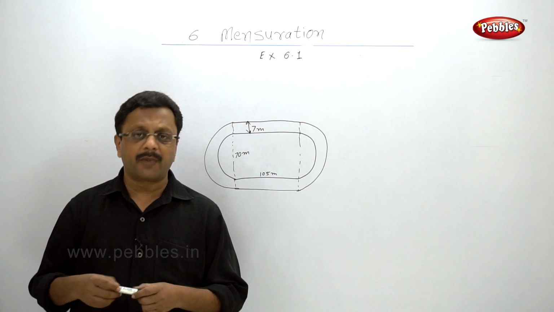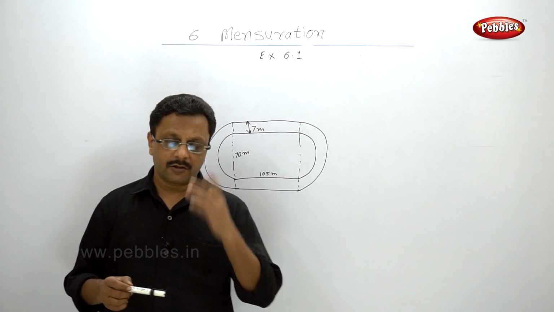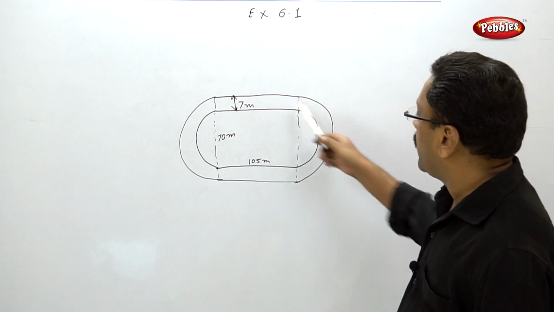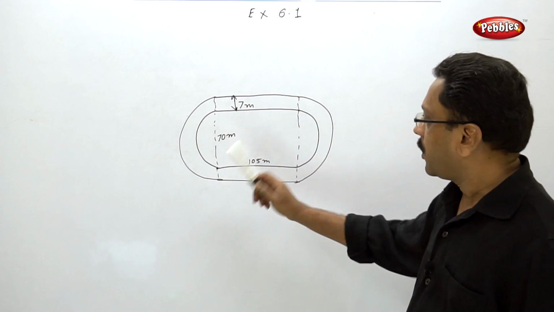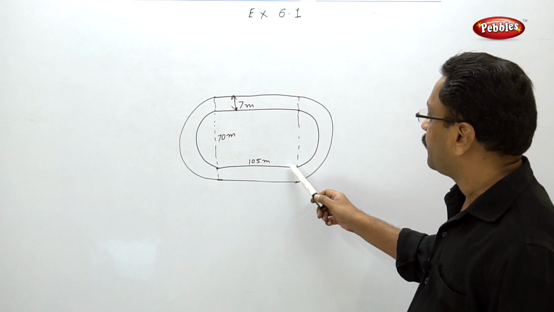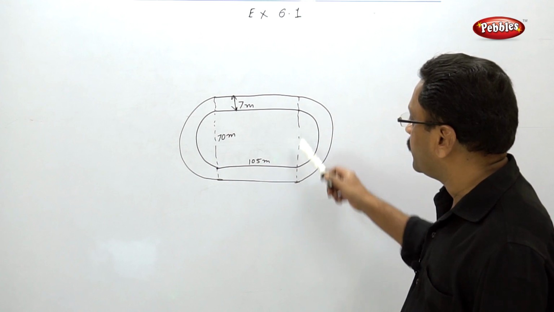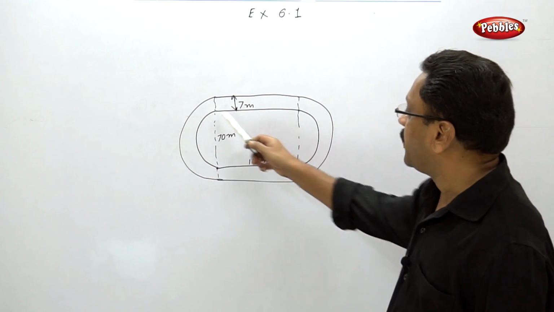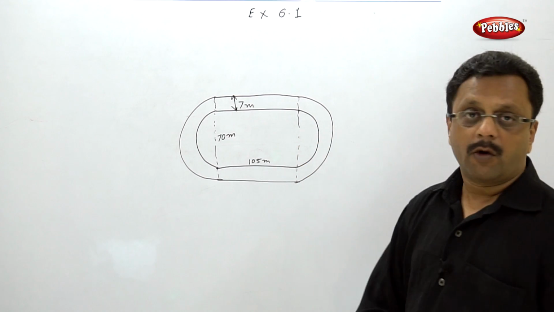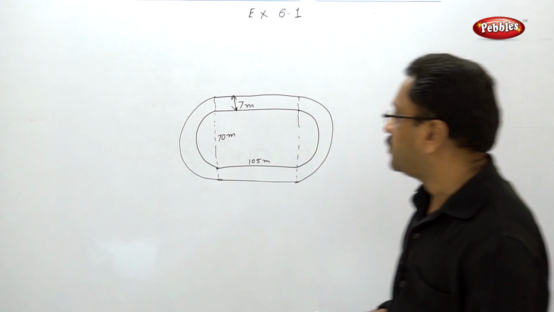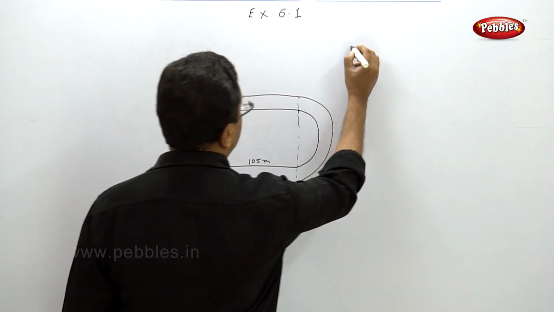This is a very simple example actually. Let us solve it. Starting from here, we have to come back to this position. Obviously this is 105. We have to find the half circumference, then plus this and plus this. What is the radius? 35. And what is the circumference? It is 2 pi r.